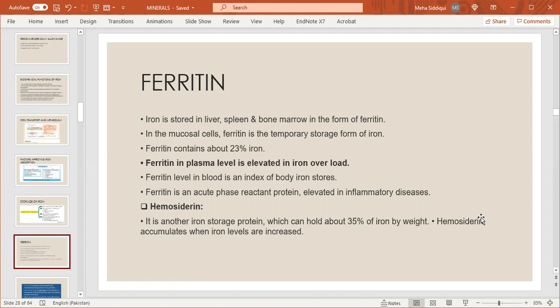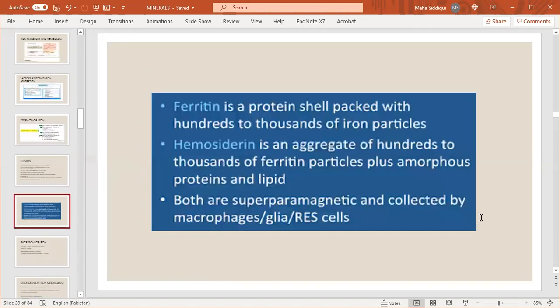Now, second is hemosiderin. It is another iron storage protein which can hold about 35% of iron by weight. Hemosiderin accumulates when iron levels are increased. Now, the difference between ferritin and hemosiderin. Ferritin is a protein shell packed with hundreds to thousands of iron particles. Hemosiderin is an aggregate of hundreds to thousands of ferritin particles plus amorphous proteins and lipids. Both are superparamagnetic and collected by macrophages, glia, or RES cells.